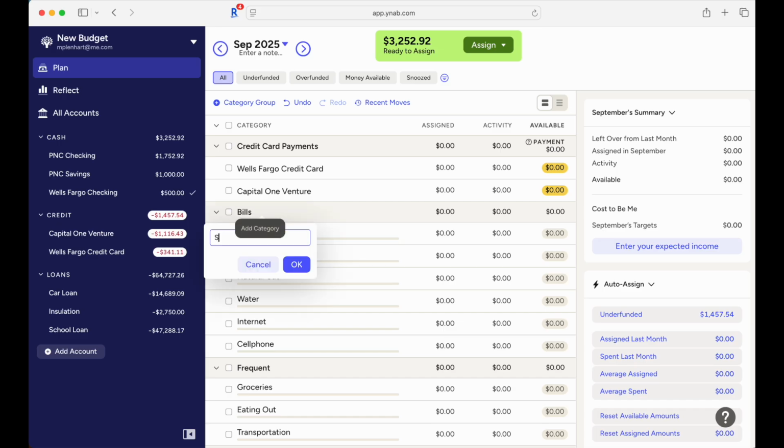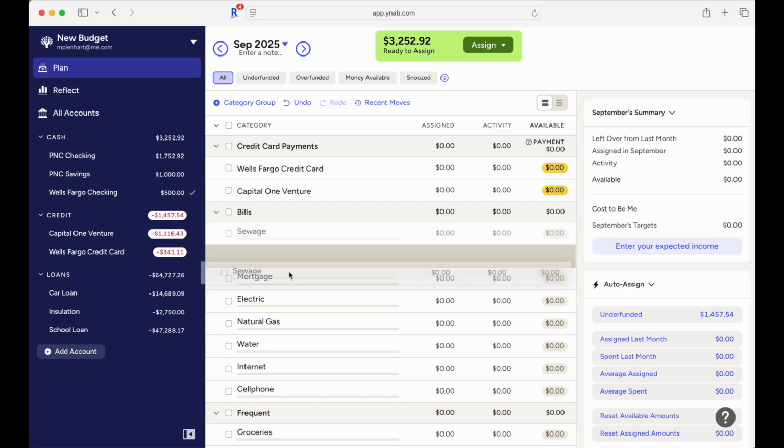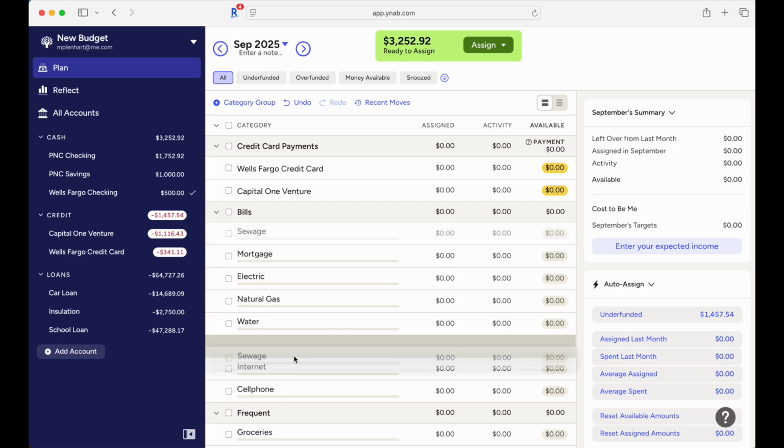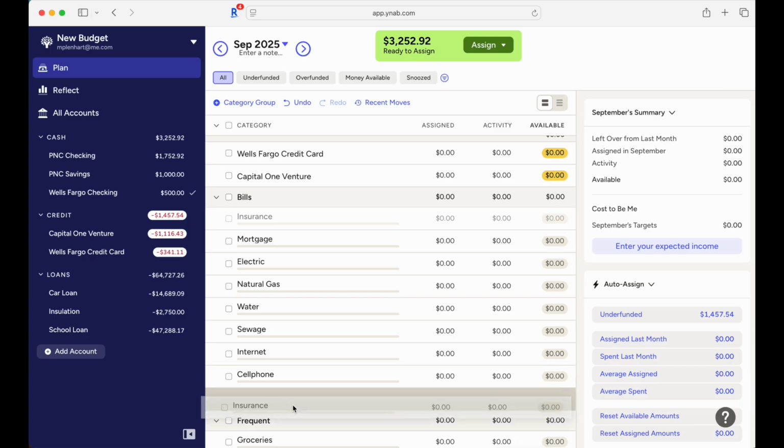So we also have a sewage utility that we have to pay. So I'll add that category and I will move that down with my utilities. I'm going to add in my insurance as a bill as well. Now, this is one where you could think about, when we're talking about the category groups, I'm putting this in bills because I do consider it a bill.